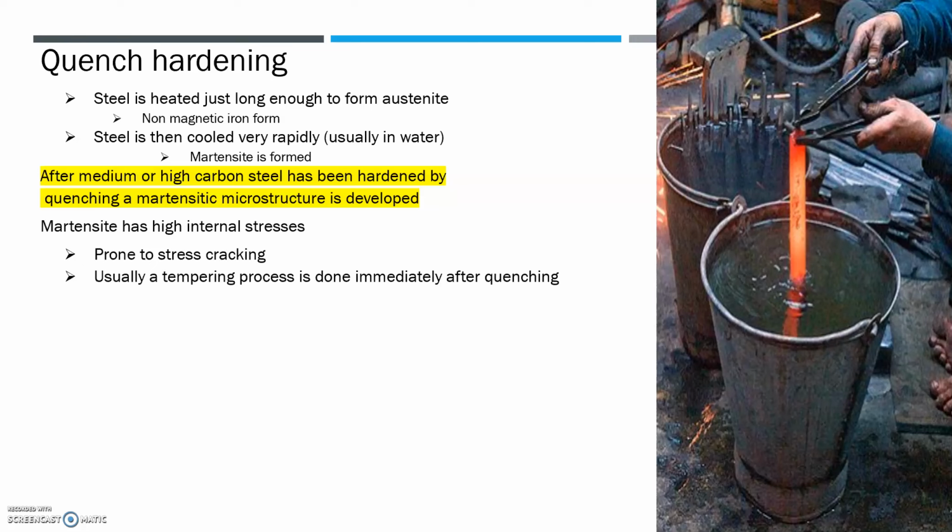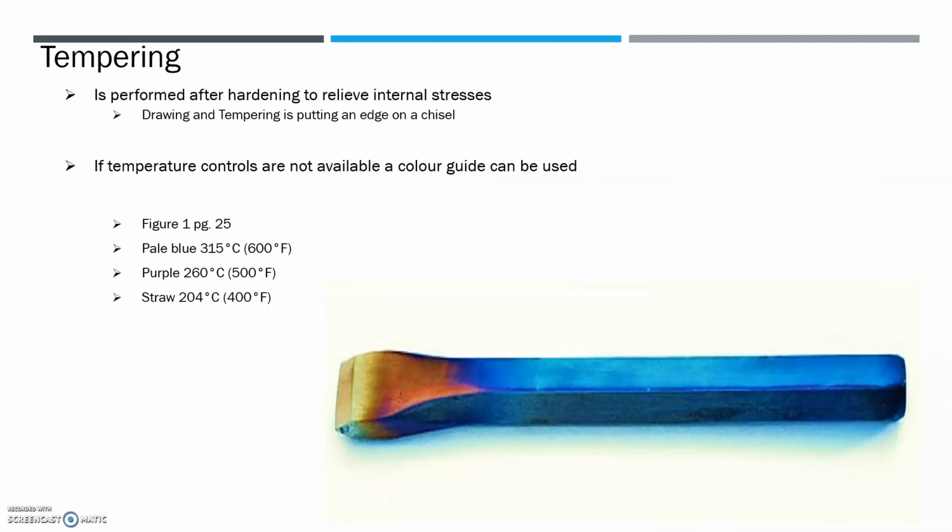Quench hardening is when steel is heated up to 1400 degrees Celsius and then rapidly cooled in water or oil. This produces the microstructure martensite, which is hardened and prone to cracking. To reduce cracking from quenching, tempering can be done. Tempering will relieve internal stresses and reduce brittleness.